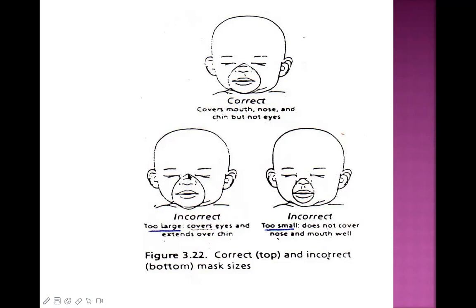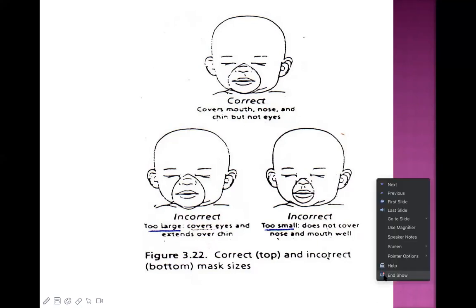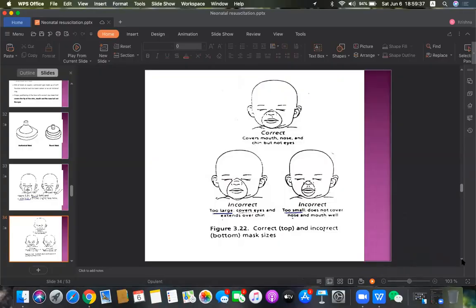Air will leak from here, and it is also going a little bit towards the eye. So this mask is too big for the baby, so this is not a correct one. And this mask is very small, it is too tight. So this is also not good. So the first one is the correct size of the mask. It is all about a practical point. When you start working, you yourself know which one is the correct one.